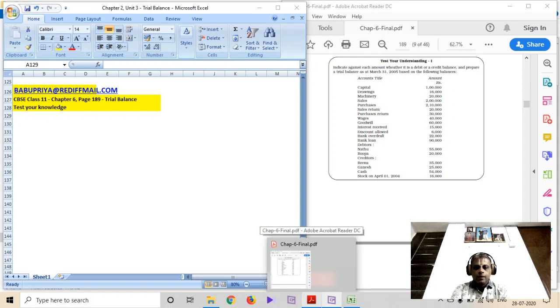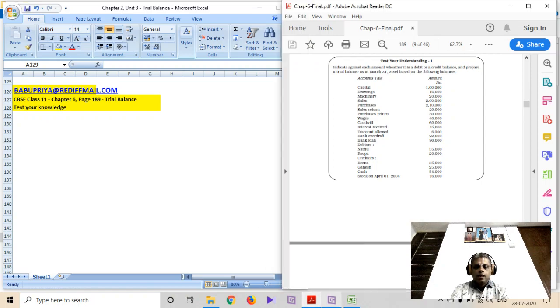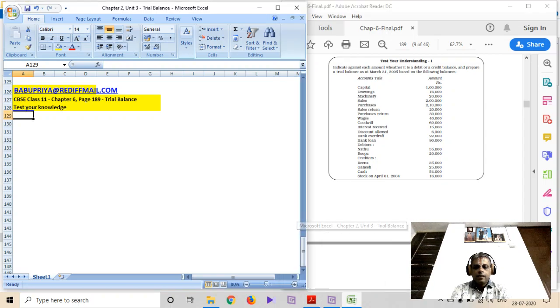We will continue with the trial balance and also rectification of errors. I have taken the book now from class 11, page 199, CBS class 11, chapter 6, trial balance and rectification of errors. So we'll just have one more understanding of trial balance before we go into rectification of errors.